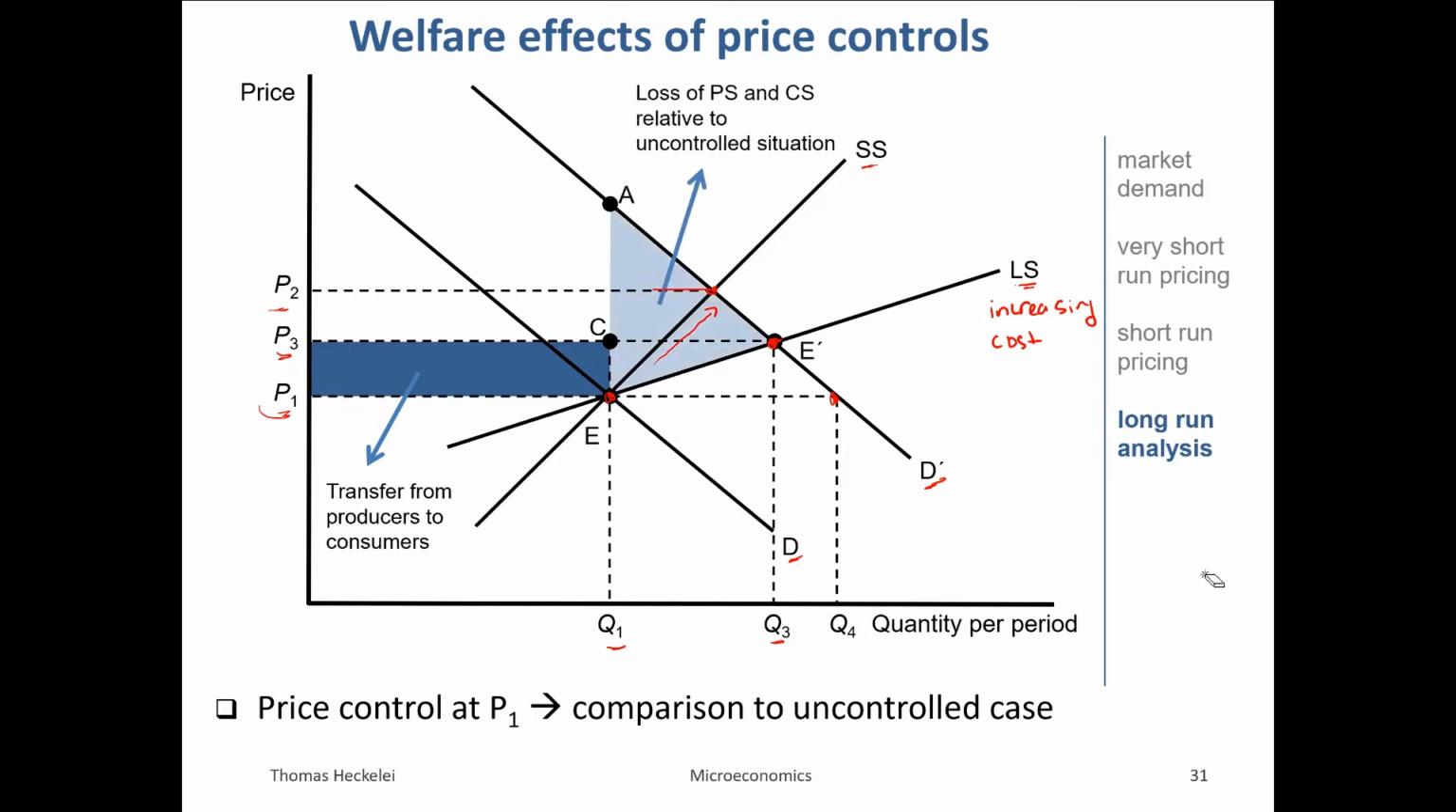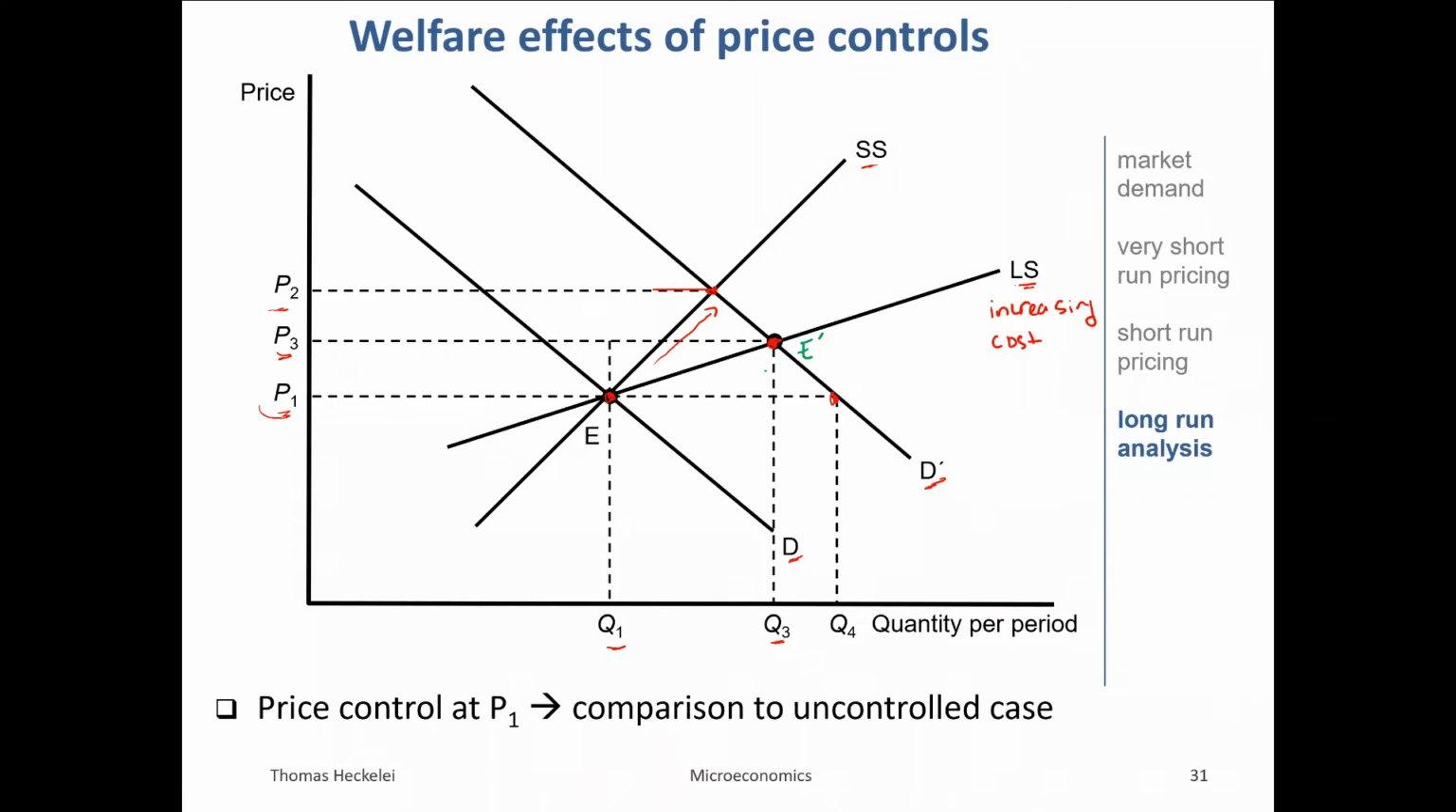The second part, the light blue area, is the loss for both consumer and producer because of the quantity that has not been traded on the market. Okay, now let's go back and see what should have been at the equilibrium E prime.